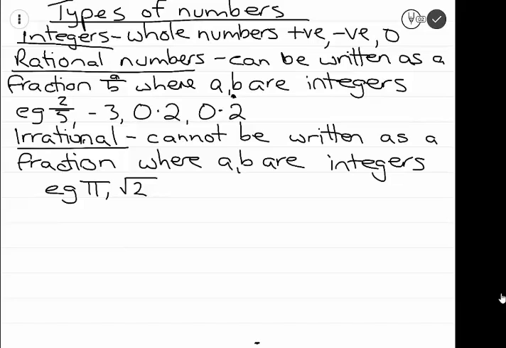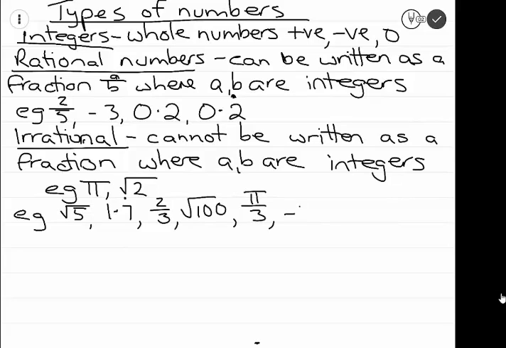So what I want you to do is to categorize these numbers. Make your columns rational and irrational, and we'll go through in just a moment. Pause the recording, start playing it again once you're done. So we've got rational and we have irrational.